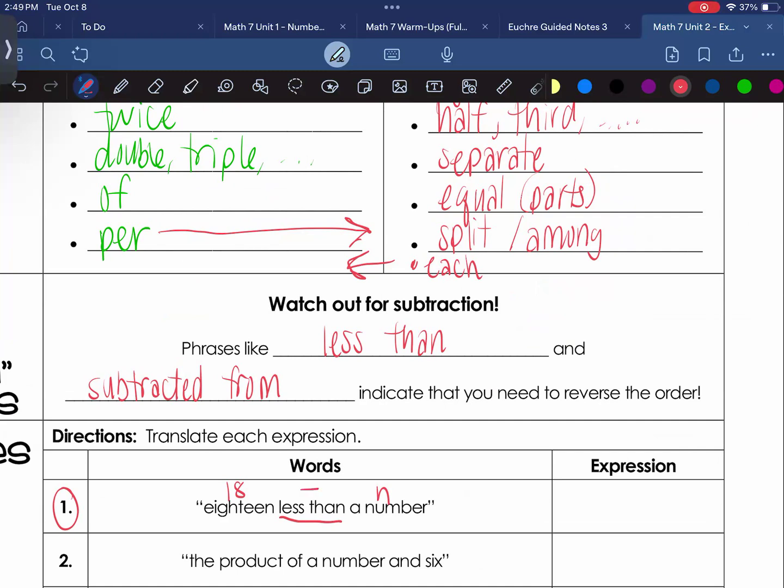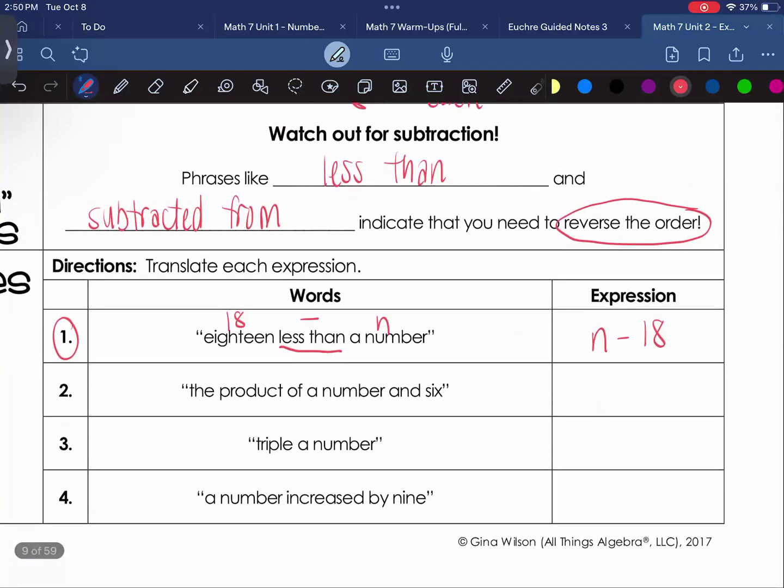However, this does not mean 18 minus n. Less than is special. See how it says up here, reverse the order? So instead of 18 minus n, it's going to be n minus 18. That's because we're starting with that number n, and we're taking 18 less than it. So less than and subtracted from, you have got to flip the order.